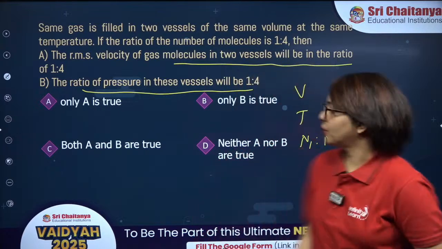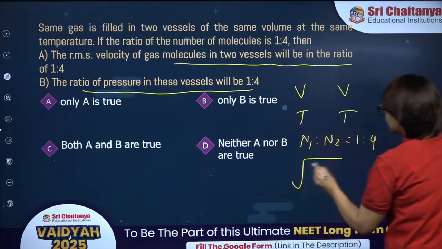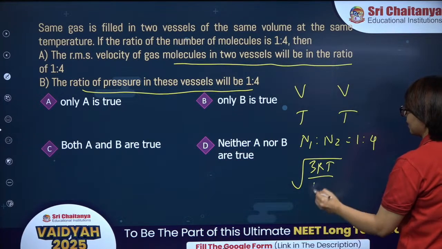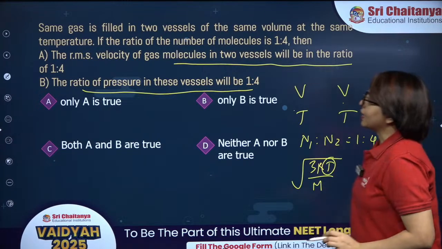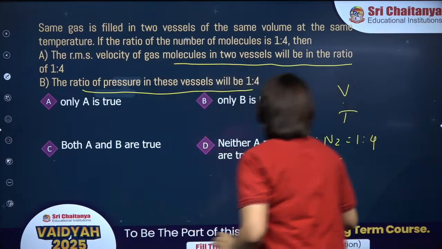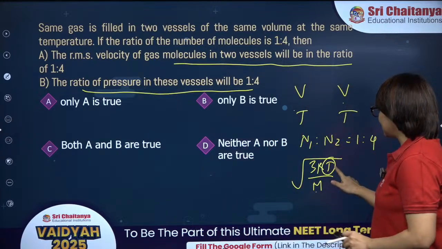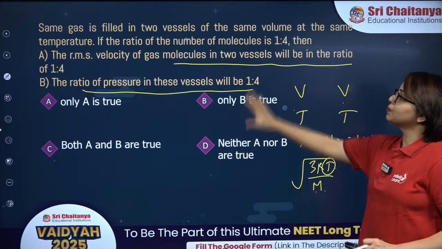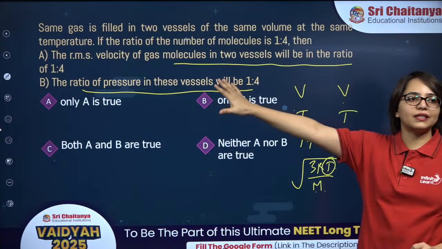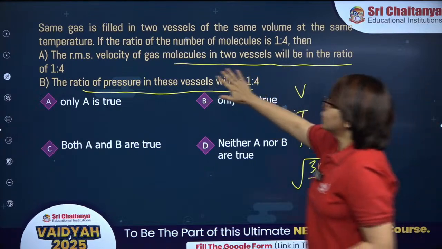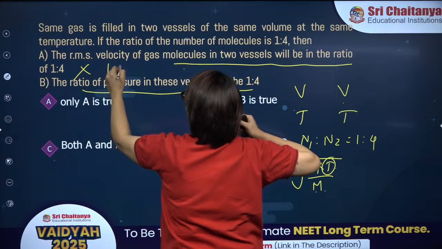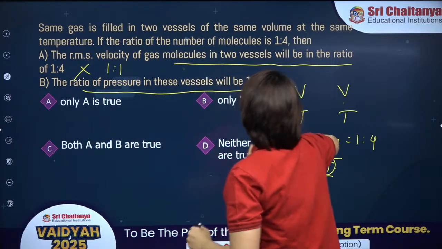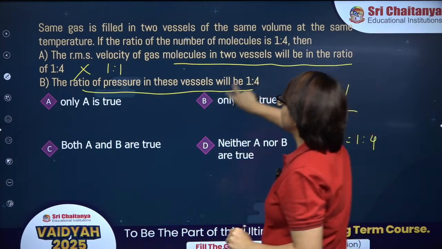What is RMS velocity? It is under root of 3 RT divided by M. We are keeping temperature same for both the gases, and same gas is filled. That means M is also same for both. So, if T is same, M is same, RMS speed of both of these molecules will be same in the 2 vessels, right? So, statement A is false. It is not 1 is to 4, it is 1 is to 1, right? So, only B is correct.